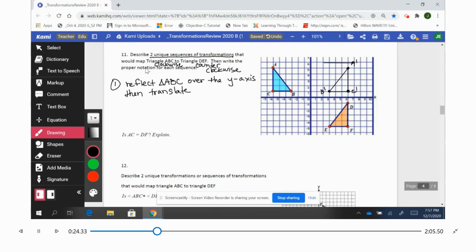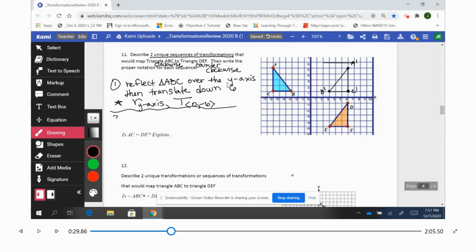As far as proper notation, if I use symbolic notation, it's going to look like this. Lowercase r for line reflection over the x-axis, and then translation. You don't need this vector notation. You just have to have 0, -6. Okay? Then we get into this.